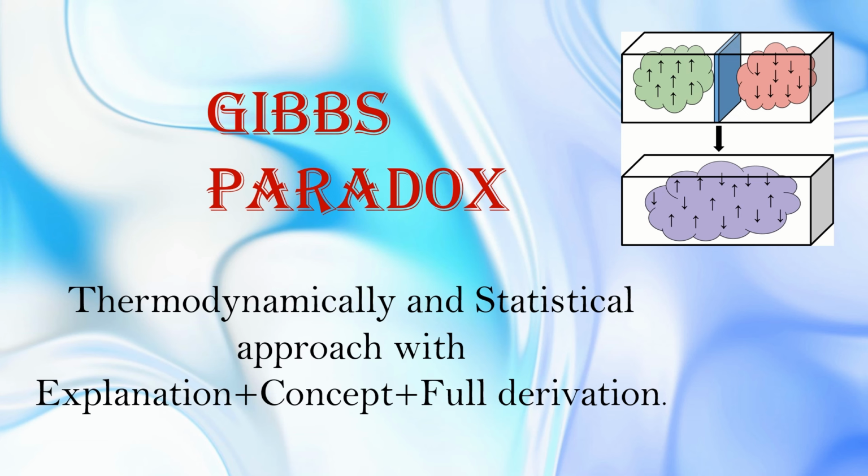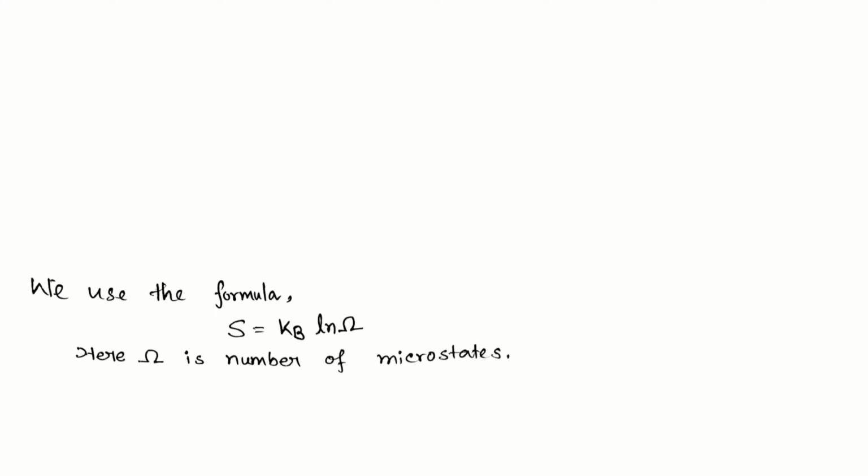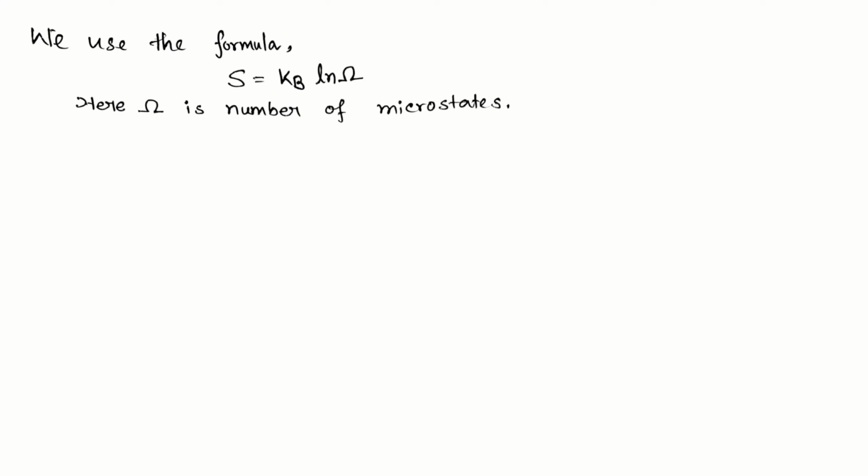Now we'll start the derivation. So we'll start from the formula. The famous formula is S = k_B ln Ω. So here Ω is the number of microstates, k_B is the Boltzmann constant. Here the little misconception comes. How can we calculate entropy? We already said that we can calculate its change. So from the equation we can calculate entropy.